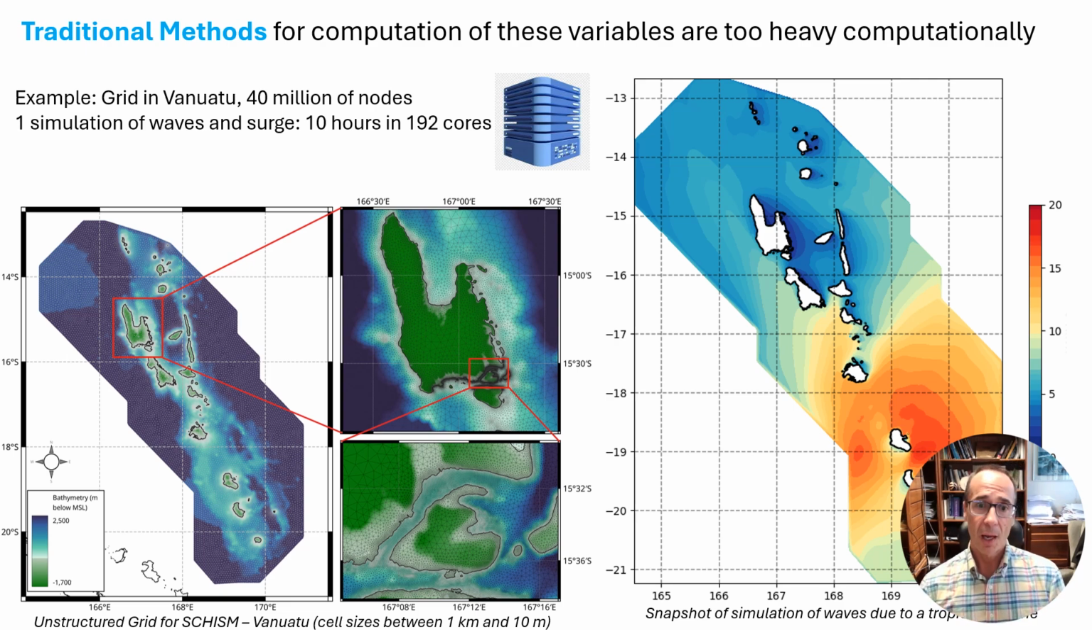So regarding waves and storm surge levels, the traditional methods for the computation of these variables are too heavy computationally. Here you see an example of a project in which we have been involved for obtaining the waves and the storm surge due to tropical cyclones in the Vanuatu archipelago. As you see, all these small triangles are the grid of a numerical model of about 40 million nodes. So one simulation of a tropical cyclone for waves and storm surge requires running on almost 200 computers during 10 hours. So this is very heavy from a computational perspective.